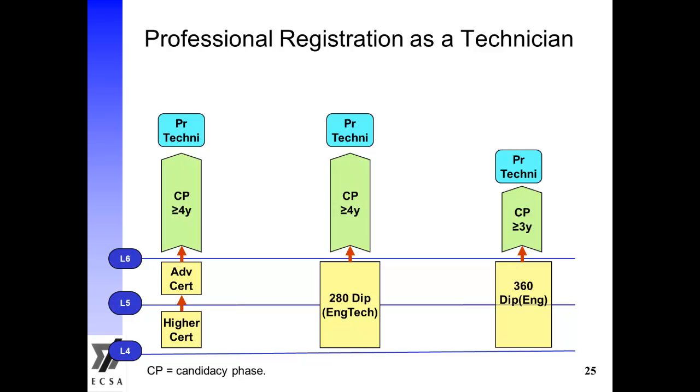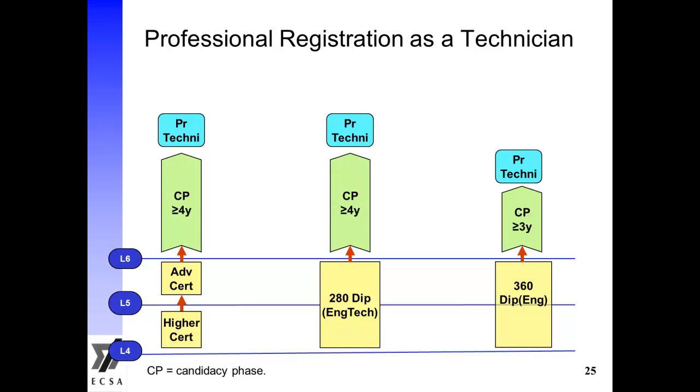The advanced certificate, the 280 diploma, and the 360 diploma are all at level 6 and all meet the educational requirements for registration as a candidate technician. But since the 360 diploma in engineering takes a year longer to complete and includes a work integrated learning component of at least 30 credits, the minimum candidacy phase, denoted by CP, for a person holding a 360 diploma in engineering is a year shorter than for holders of a 280 credit diploma in engineering technology and for advanced certificates.